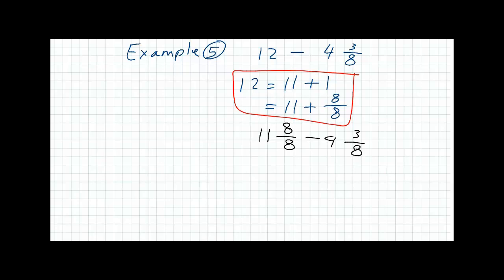And now we have the same denominators. So 11 minus 4 is 7, and 8 minus 3 is 5, and put the same denominator down. By this, we reach the end of our lesson.